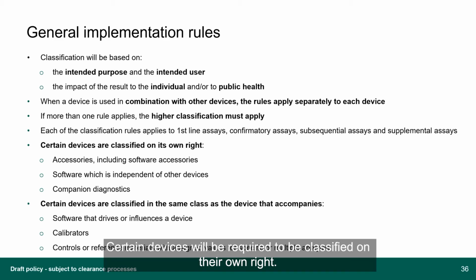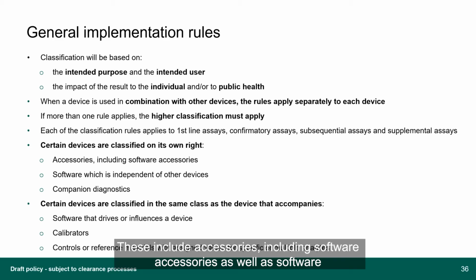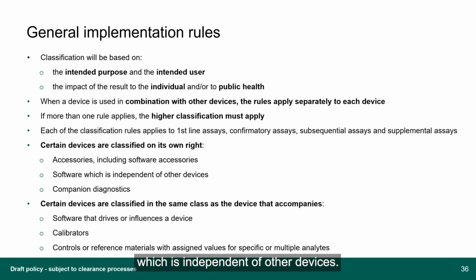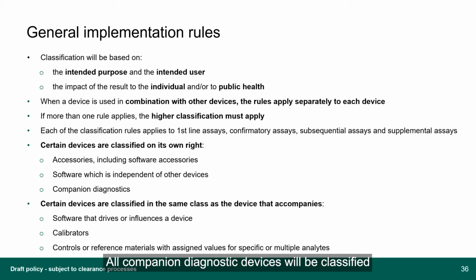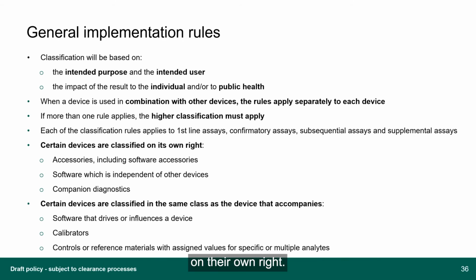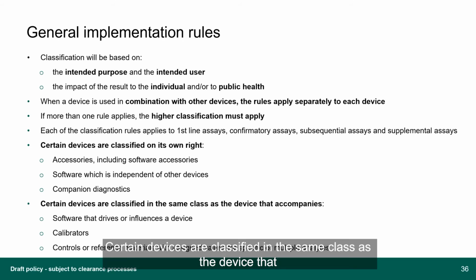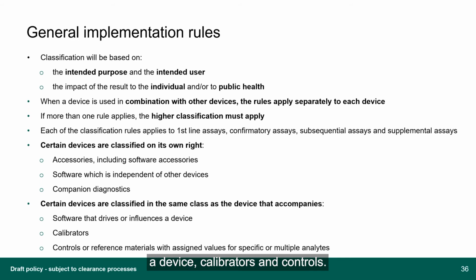Certain devices will be required to be classified in their own right. These include accessories, including software accessories, as well as software which is independent of other devices. We've also considered companion diagnostic devices. All companion diagnostic devices will be classified in their own right. Certain devices are classified in the same class as the device that they are supplied with. These are software devices that drive or influence a device, calibrators, and controls.